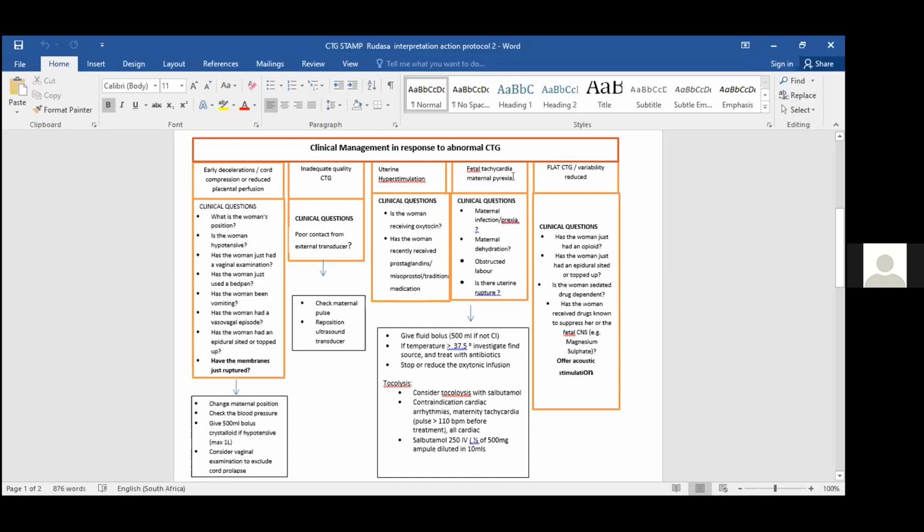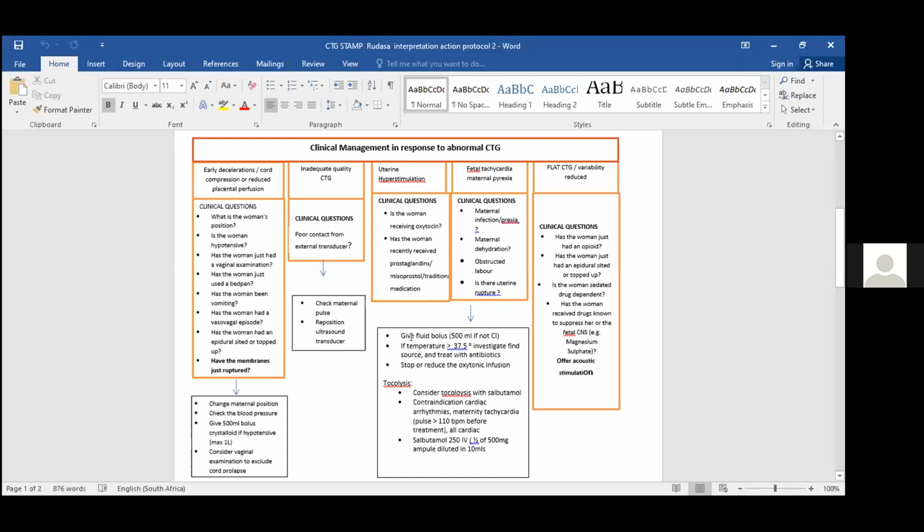Now, what do you do if you see a mother with a fetal tachycardia? You check for maternal temperature, for pyrexia. You examine and try to find the source of the maternal infection. You check for maternal dehydration, so we do the urine dipsticks and check if there are ketones, then see if there are signs of obstructed labor, and then you examine clinically to rule out a uterine rupture. If you don't see any of this pathology, then you can give antibiotics.